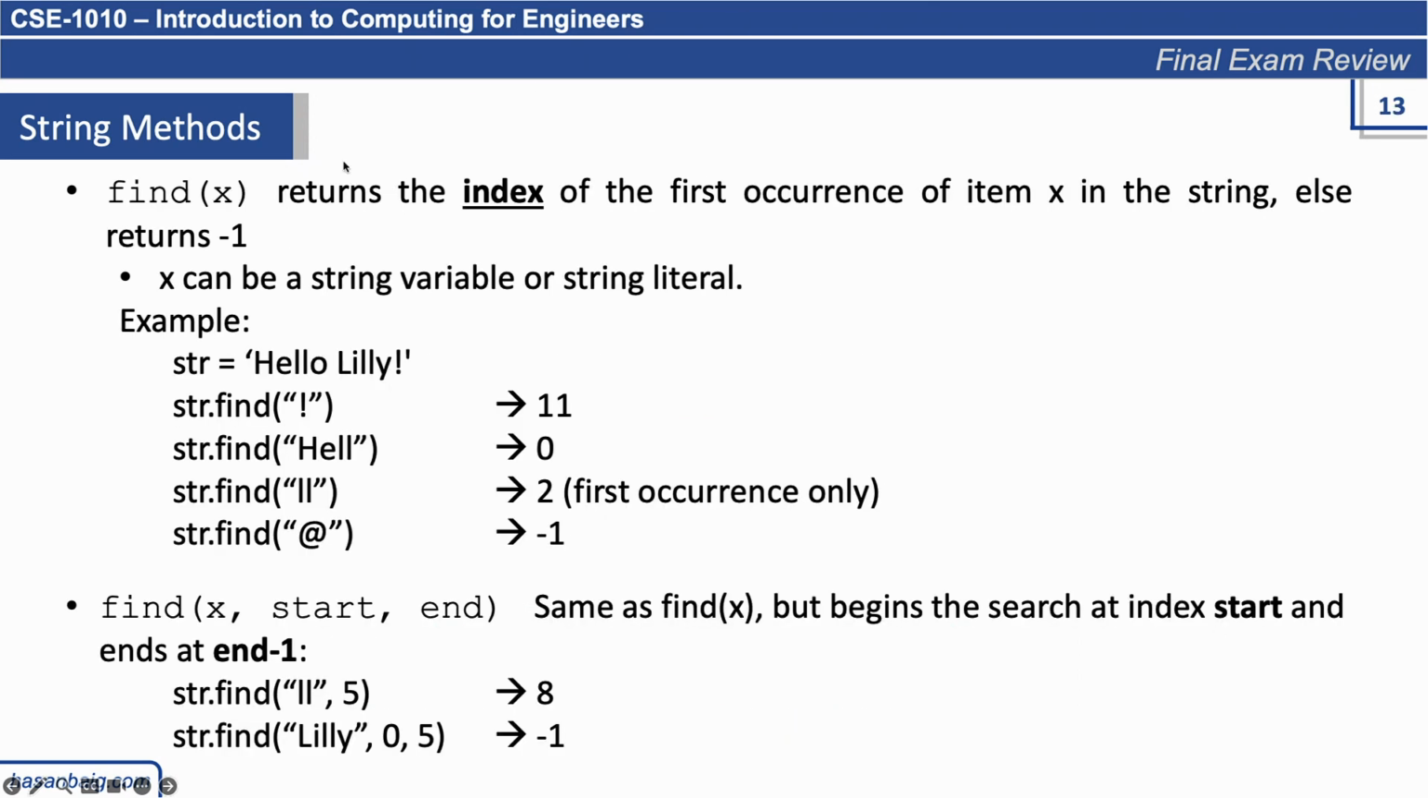Great. We also talked about the find method. In a string, we can explicitly determine the index of a particular character. For example, in hello Lily, we can find the index of the exclamation mark, which it will return as 11. This is the 11th character in this string. We can also find the index of a substring. So here you can see HELL is a part of this string, but it would return 0 because this entire substring is starting at index 0.